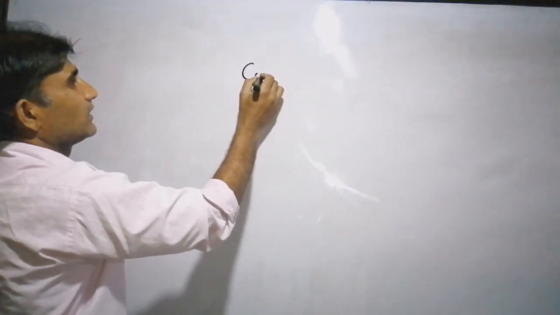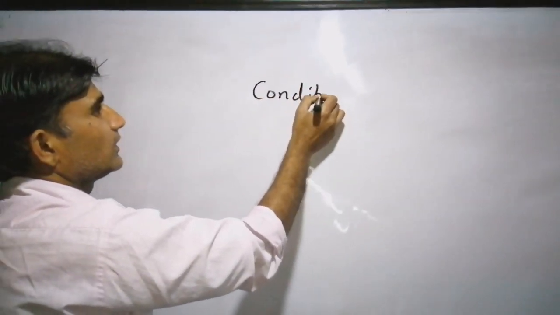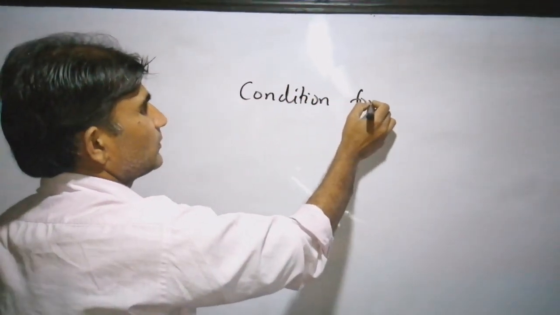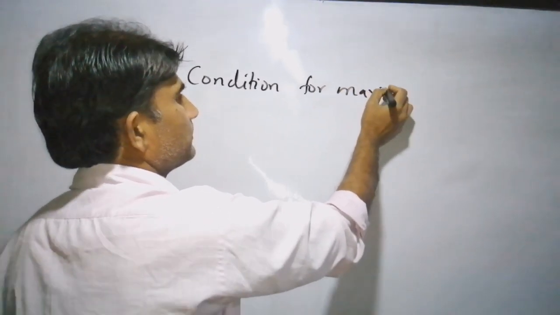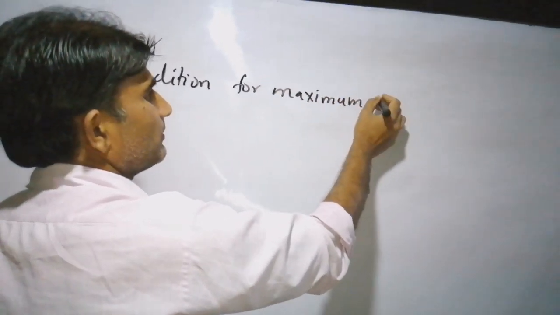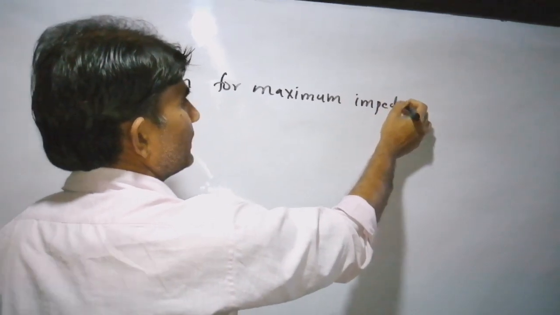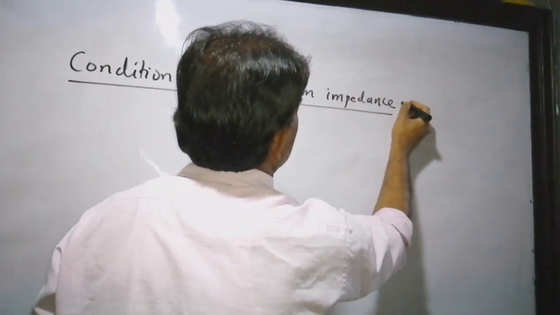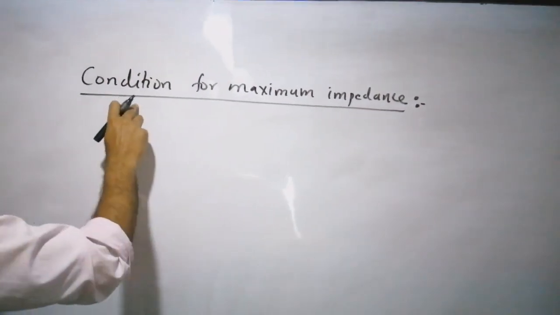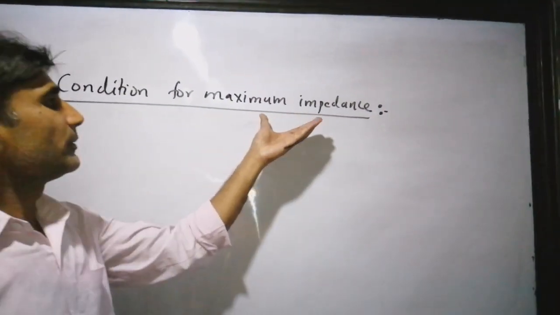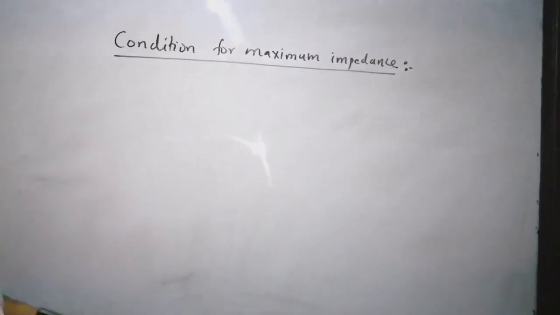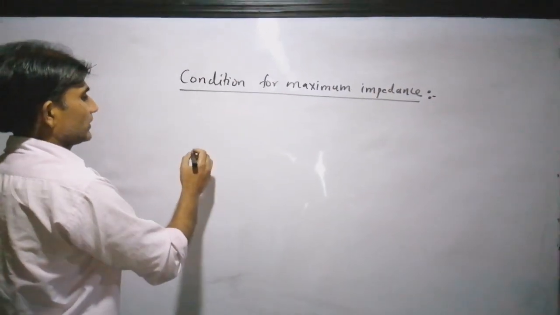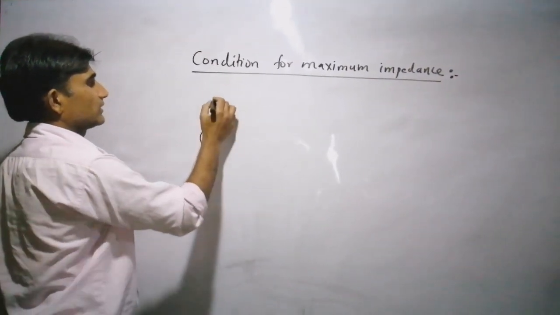Today's topic is the condition for maximum impedance. This will be our topic, students. In this topic, we will find under what condition we get the maximum impedance of the parallel resonant circuit. So let's draw this parallel resonant circuit.